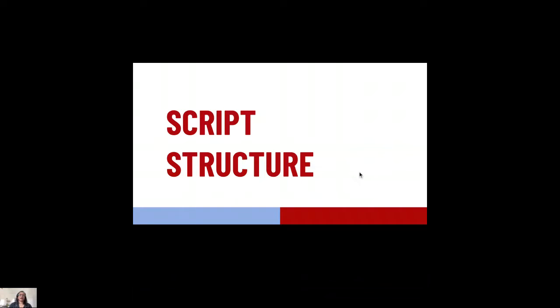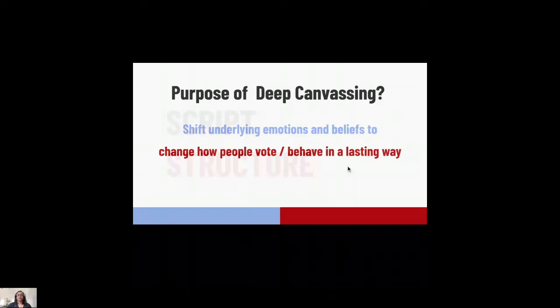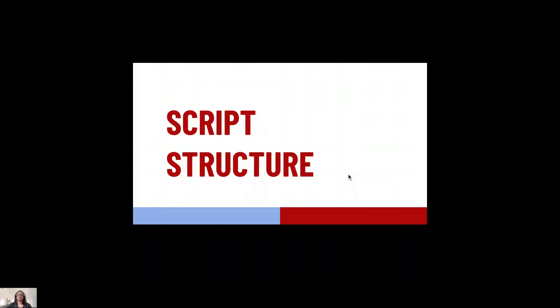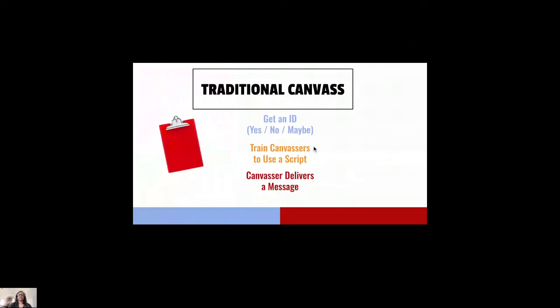When we talk about deep canvassing, there is a specific script structure. In traditional canvassing, there isn't, right? In traditional canvassing, we knock on a door. We're asking for an ID on a candidate or an issue.